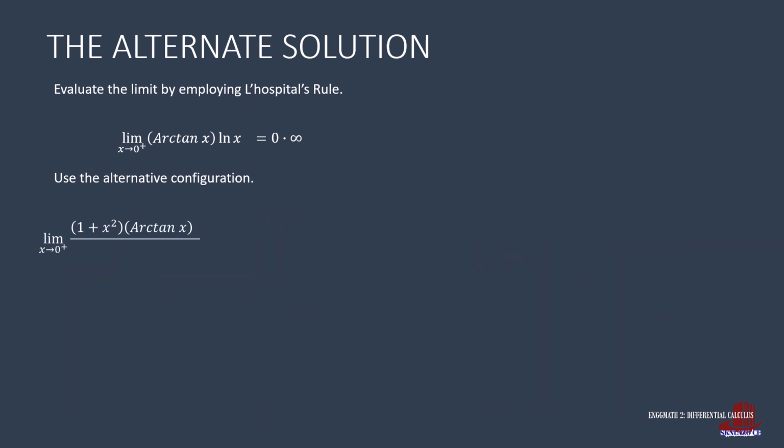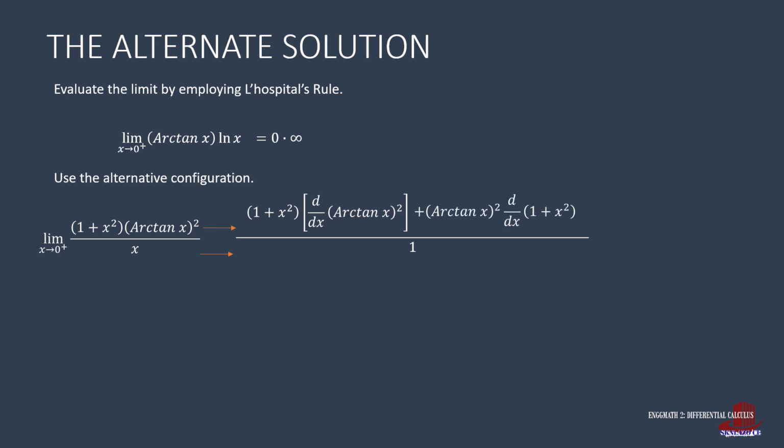So let's continue differentiating the limit. We start with the derivative of x from the denominator, which is 1. From the numerator, we use product rule. The first term has 1 plus x squared times the derivative of the square of arctangent x. The second term has the square of arctangent x multiplied by the derivative of the binomial 1 plus x squared.